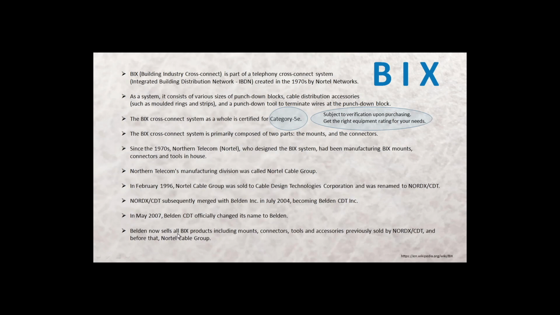Okay. Belden now sells all BIX products, including mounts, connectors, tools, and accessories, previously sold by Nordex CDT, and before that, Nortel Cable Group. So here is a bit of a background. Now, a more detailed background comes right now.